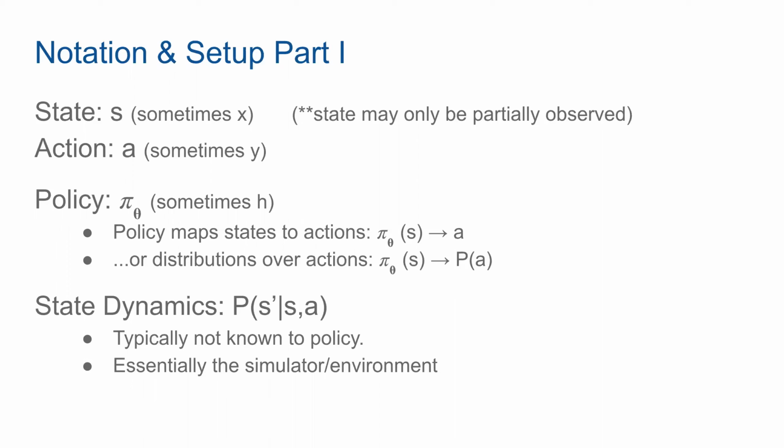We have a dynamics or a transition function, which is, given a current state and the action taken in this state, what is the next state? So if I'm in a particular place on the racetrack and I decide to turn right, where am I in the next time step? The dynamics is typically not known to the policy, and this dynamics is basically the environment or the simulator. So if you knew exactly this transition or dynamics function, then you would exactly know what the environment is doing.